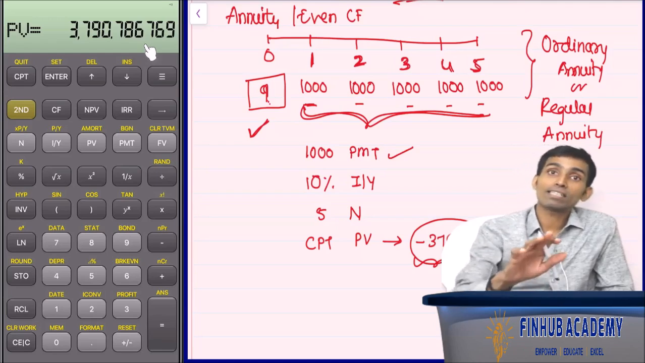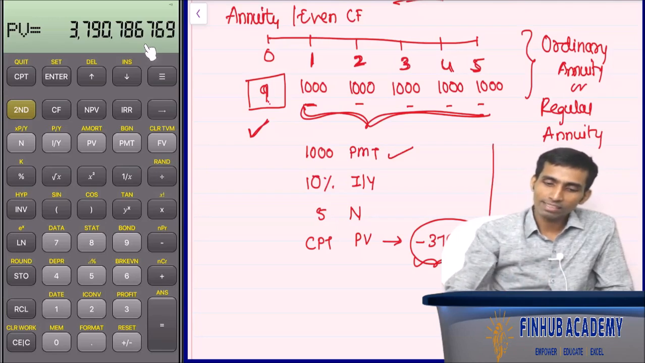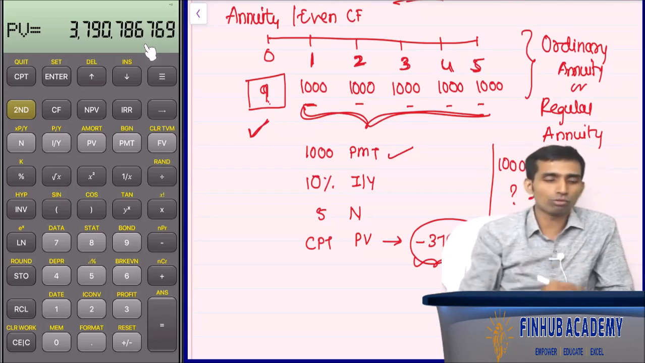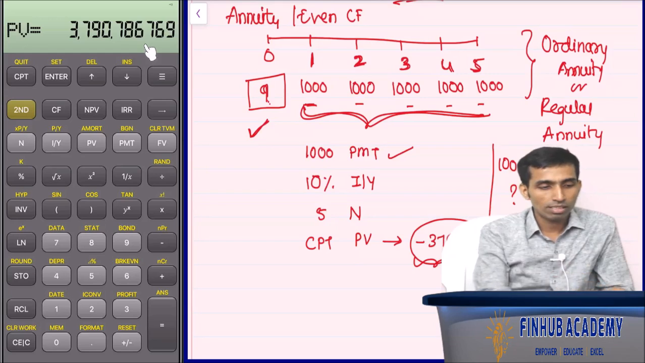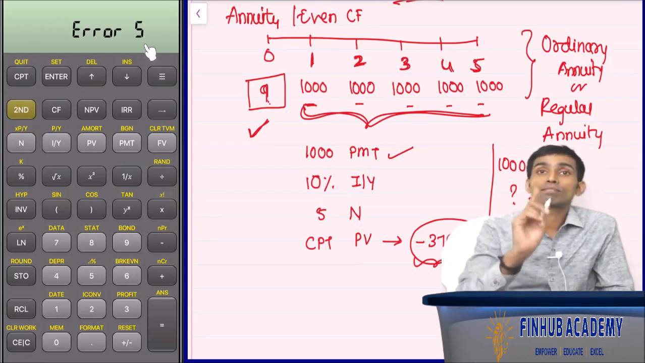Now let us compute I by Y. Understood? What I did is 1000 is my PMT. I by Y I don't know, I'm going to compute. 5 is my N, but my PV is 3790, and I've taken this positive. Let us see what error it throws. Compute I by Y. Error 5. Why it's showing 5, I don't know. Fine, because there is an inflow outflow mismatch.